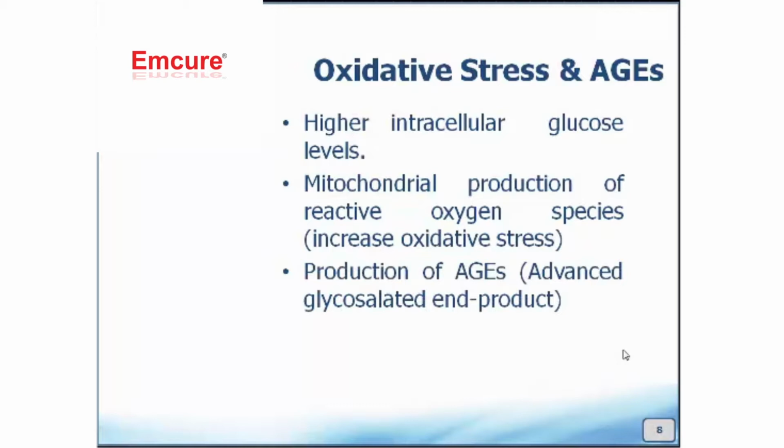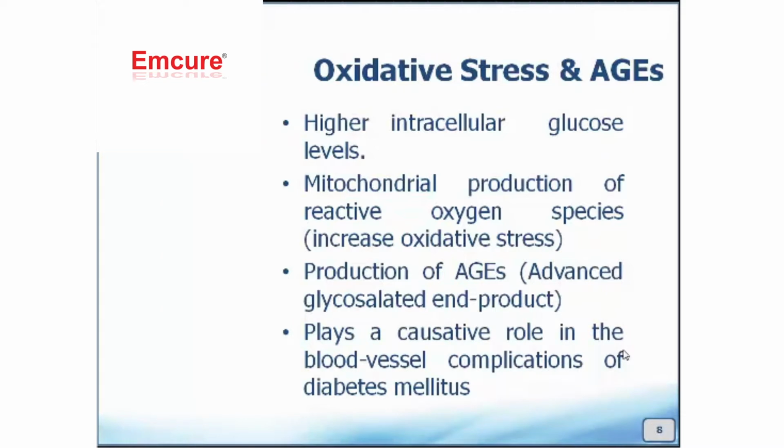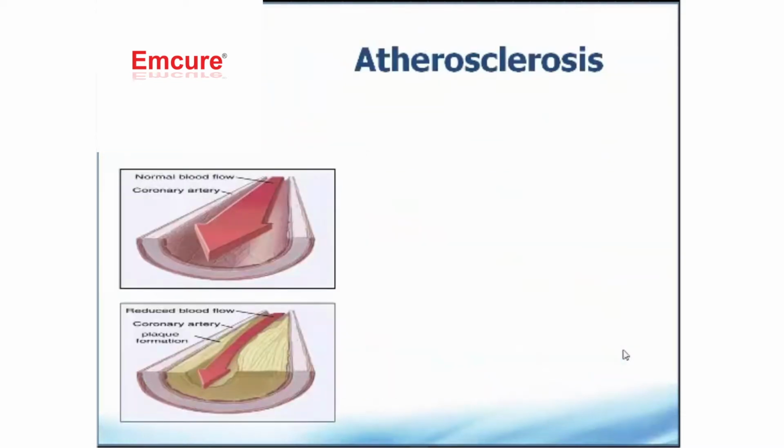Thereby it produces the advanced glycosylated end products, that is AGEs, and these AGEs really create a problem in the macro and microvascular complications. So all these vessel diseases happen due to the AGEs. Let us see what is atherosclerosis. As we discussed, it is a disease of vessels due to AGEs, that is advanced glycated end products.